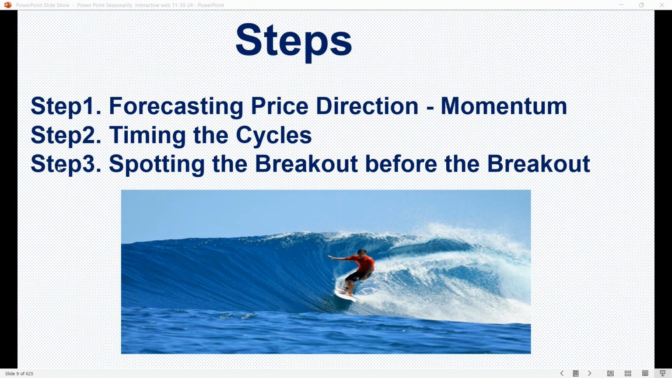First, we want to be able to forecast price direction, so we're going to do that using momentum. This is the best thing I've found over my 30 years of trading using technical indicators. I love to use momentum flows to give us a forecast of price direction, either up or down. This will really help you with timing your cycles. Then we want to look for spotting that big breakout, that big wave, before it actually hits, so we can catch it. And that's where the seasonality can really come in to fine tune this trading process.